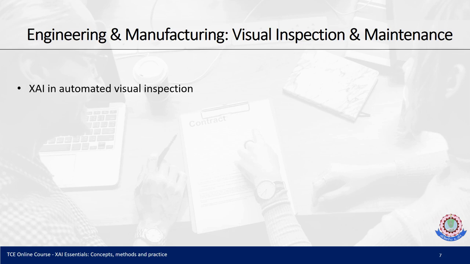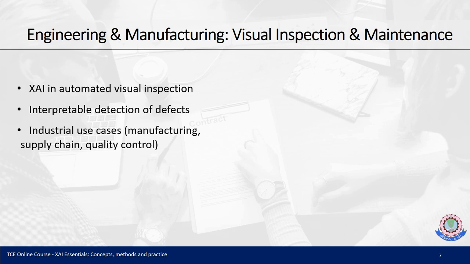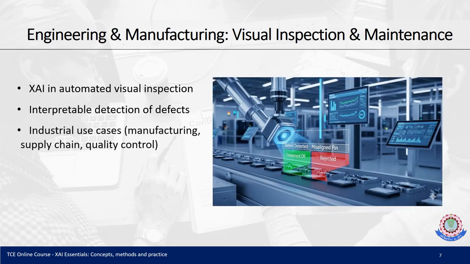Now let's look at engineering and manufacturing. Industries use automated visual inspection tools, which use AI systems to detect product defects on assembly lines. These AI systems might catch flaws faster than humans, but manufacturing engineers need to understand why specific items were flagged as risky. Recent reviews of explainable AI applications for visual inspection show that post hoc explanation methods help operators see which visual features the model relied on, enabling them to improve quality control processes and reduce false rejections.